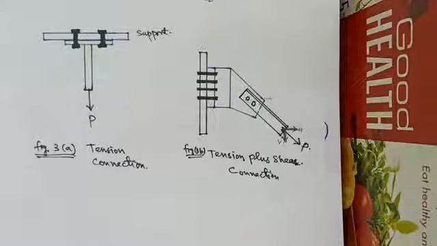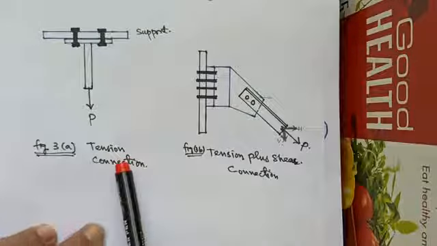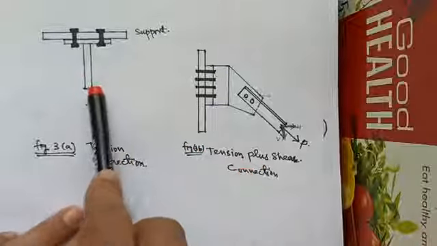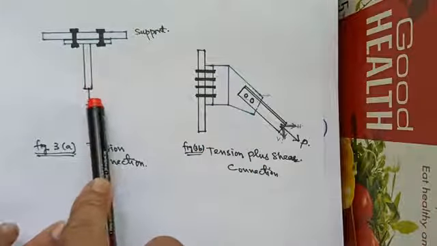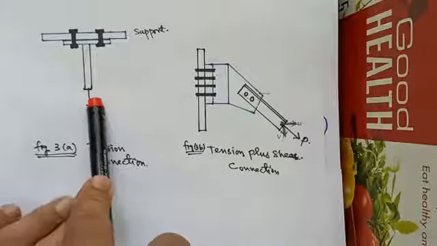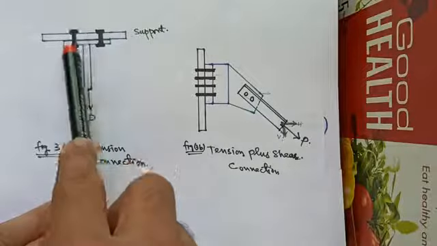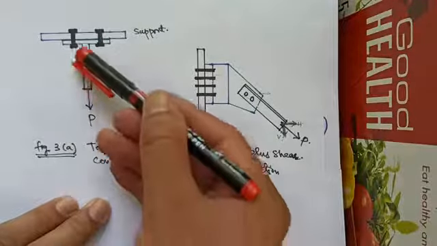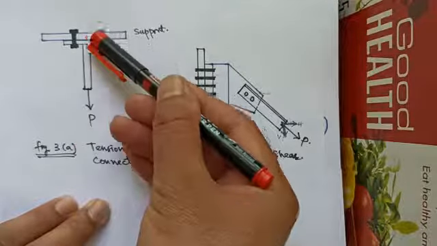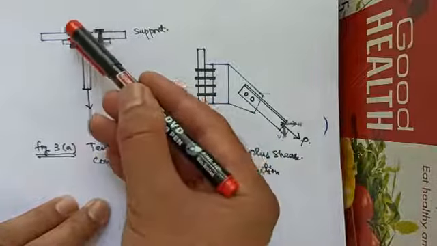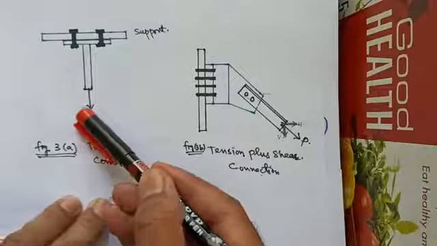In the previous lecture on connections in steel structures, we had actually missed out the tension connection and the combined shear and tension connection. As you can see in the figure, a hanger connection is shown. In this connection, the load transmission is by pure tension in the bolts, because the direction of the load and the direction of the axis of the bolts is in the same direction. So these bolts are subjected to direct tension.